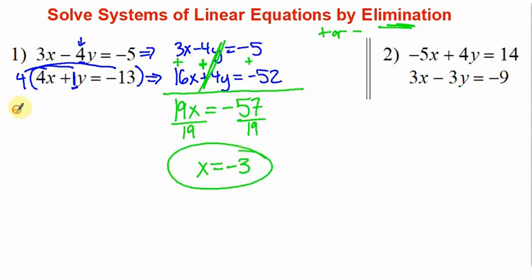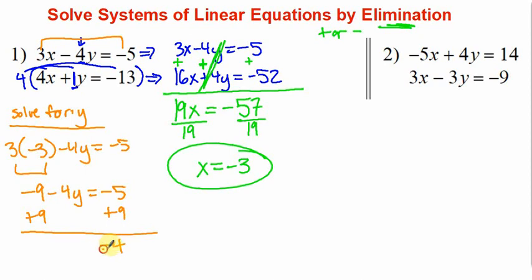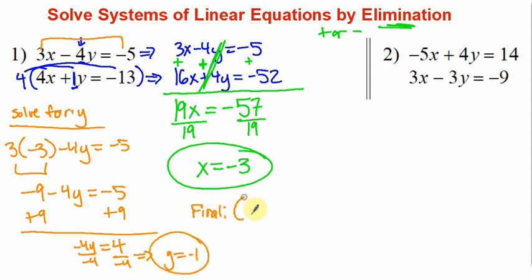And then if we want to solve for y, we can do what we did on the other problems, which is substitute in our x value. Okay, so it doesn't matter which one. Let's just do the first one. So 3 times x is 3 times negative 3. And we're trying to solve this for y. So 3 times negative 3 is negative 9. We will add 9 to both sides. Negative 5 plus 9 gives us positive 4. And negative 4y equals positive 4. So if we divide by negative 4, we would get y equals negative 1. So our final answer should be x equals negative 3, y equals negative 1.